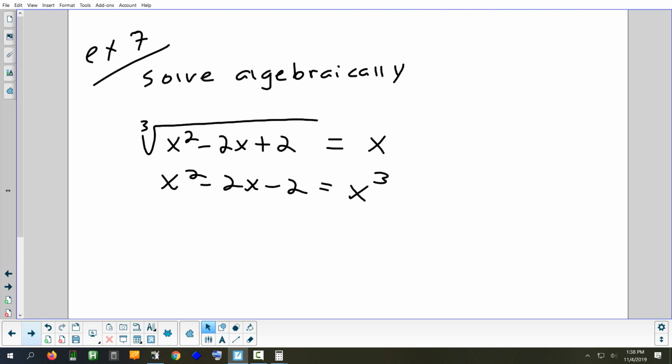What do you think we should do now? If this is going to work out nice. Okay, when we factor it, what do we want to do right before you factor?